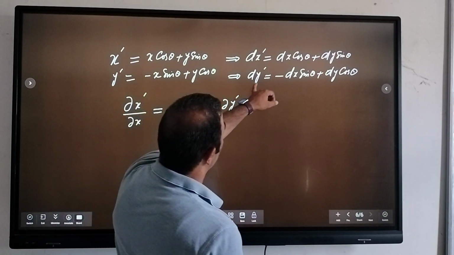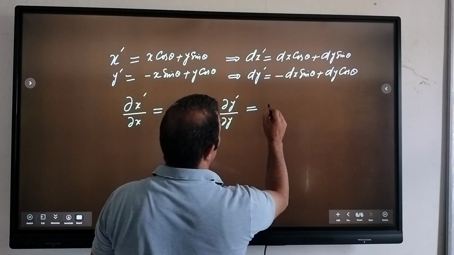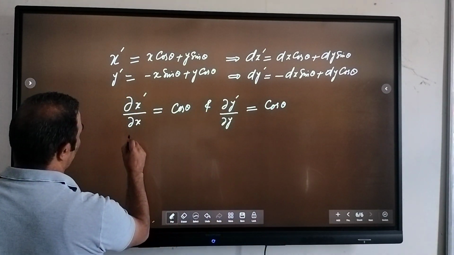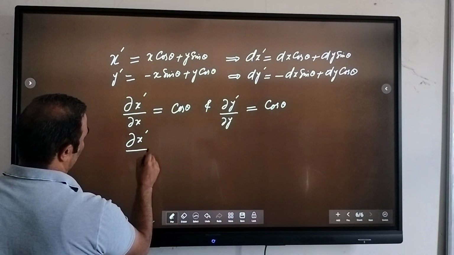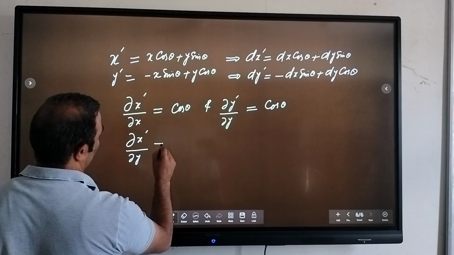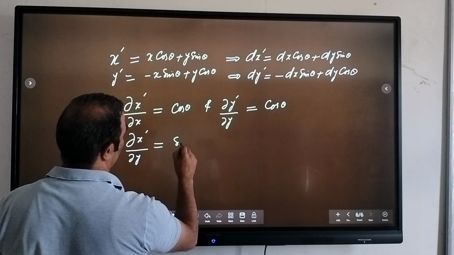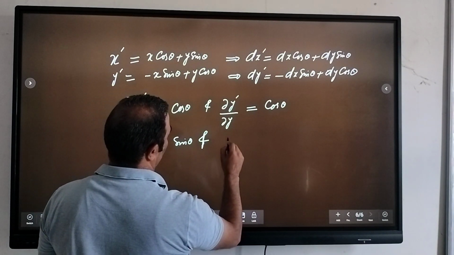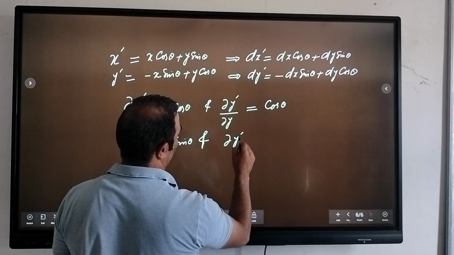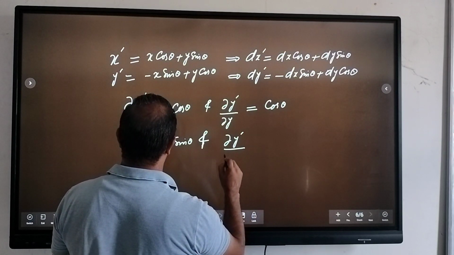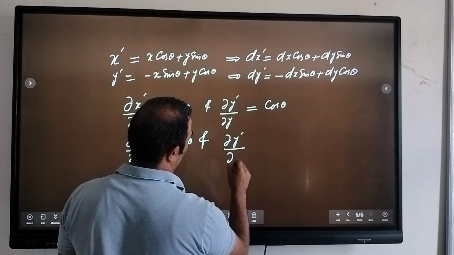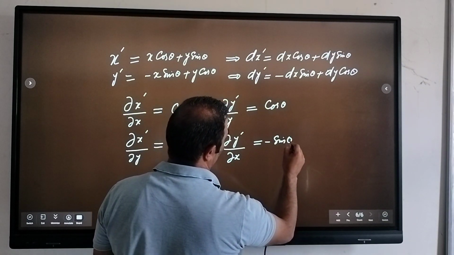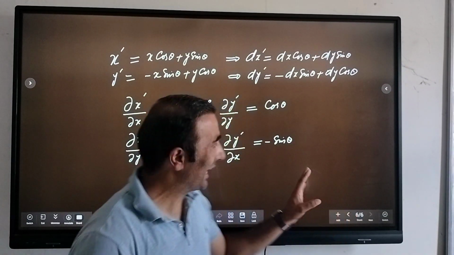Because you are taking partial y prime by partial y, so that is cos theta. And similarly, if you take partial x prime upon partial y, that is sin theta, and partial y prime by partial x is equal to minus sin theta. So let's have a look at what I calculate here.